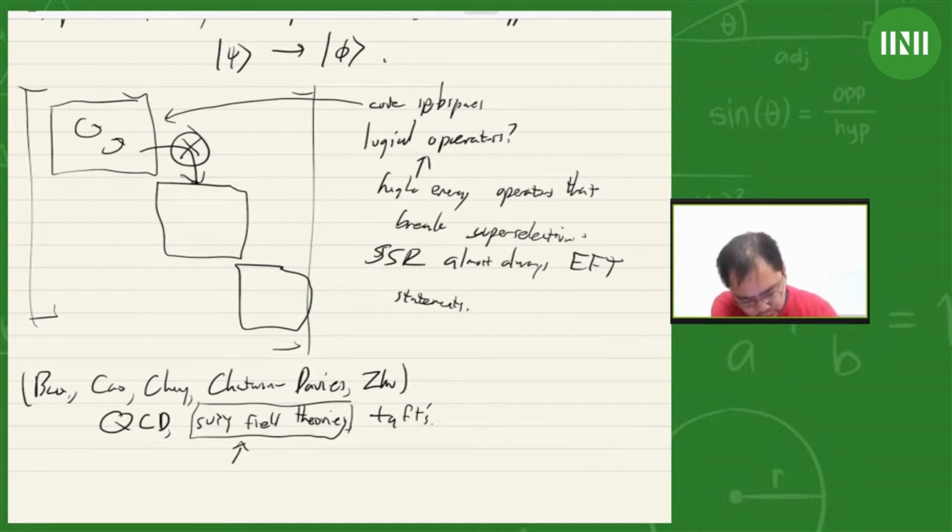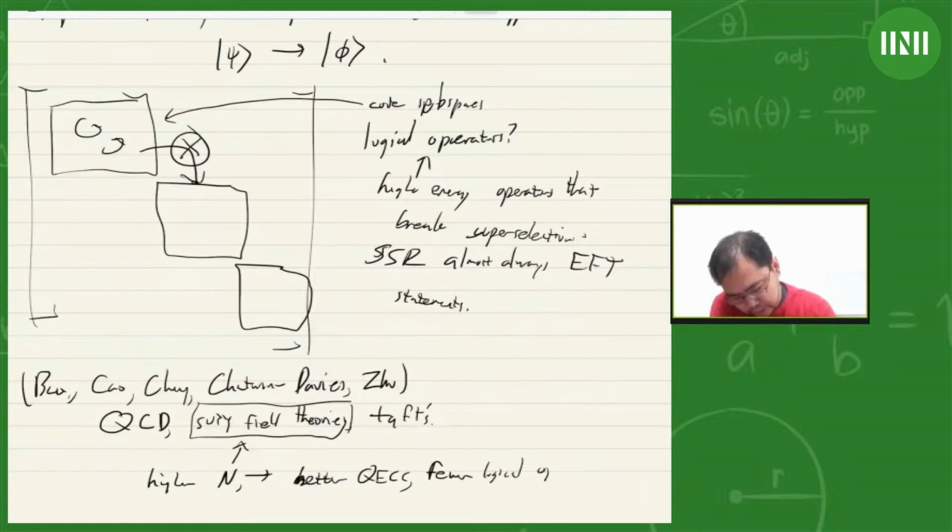So higher N, better quantum error correction, fewer logical operators. Lower N, worse quantum error correction, more logical operations.